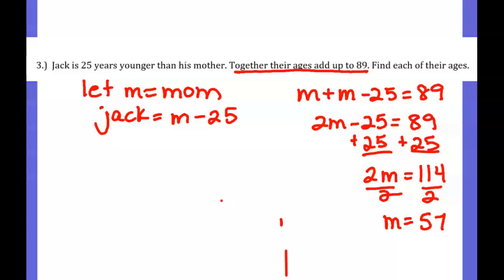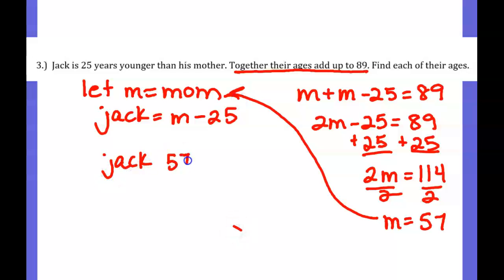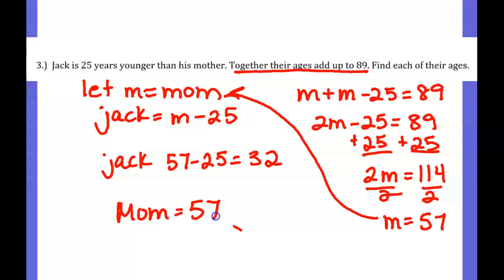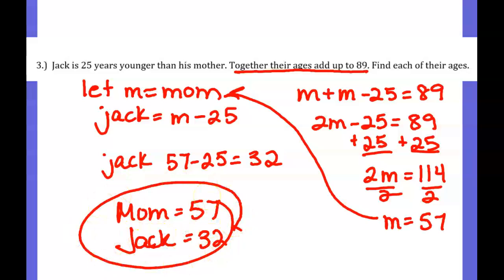And that's why sometimes I like having my variable be whatever we're looking for. So M is mom. In this case, we plug it back in and we figure out that Jack is 57 minus 25, which gives us 32. So mom is 57, Jack is 32, and together they add up to 89.